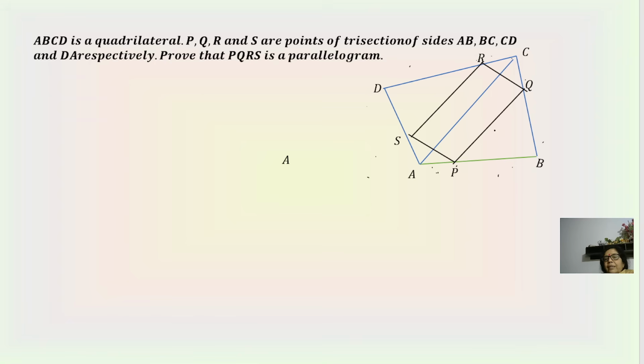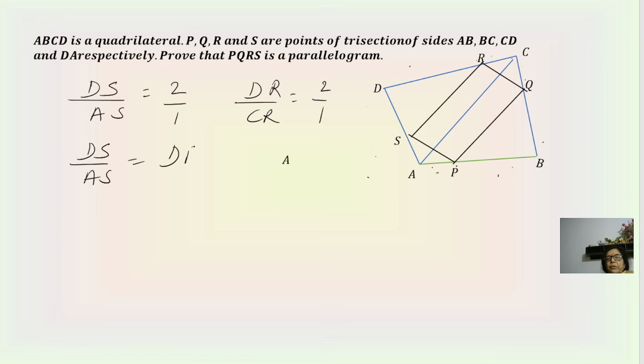So now if we take the triangle, let us start with the triangle DAC. From the triangle DAC, if I take the ratio of DS by AS, I'll get this as 2/1. And if I take the ratio of DR by CR, I'll get this as 2:1. So because these two ratios are equal, they form a proportion. So I can write DS by AS is equal to DR by CR. So this is 2:1. That means I can now conclude that RS is parallel to AC.